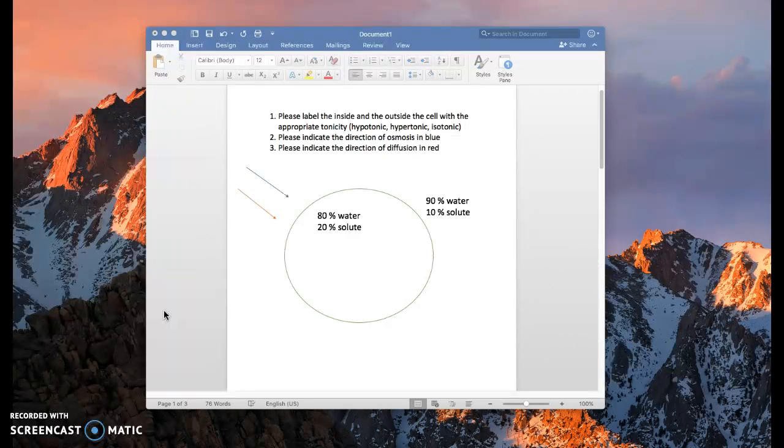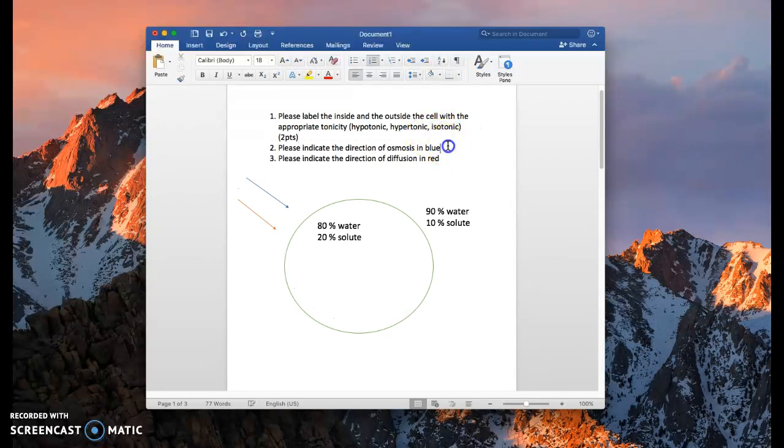So you're going to need to do 3 different things on the quiz. The first one is going to be label the inside and outside of the cell with the appropriate tonicity: hypotonic, hypertonic, and isotonic. My academic kids, you will have these there. My honors kids, you will just be given appropriate tonicity, and I'm going to expect you to know what the 3 tonicities are. Getting the inside will be 1 point, and the outside will be 1 point, so you'll have 2 possible points for that question.